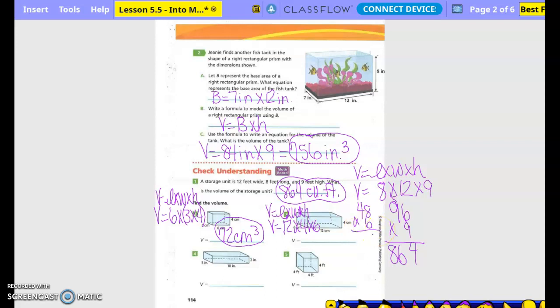Okay, so 8, carry the 4. 24 plus 4 is 28. So 288 cubic centimeters, or I can put centimeters cubed, either way, right?